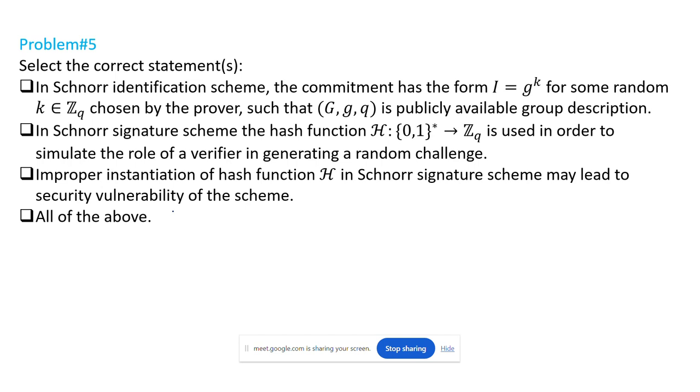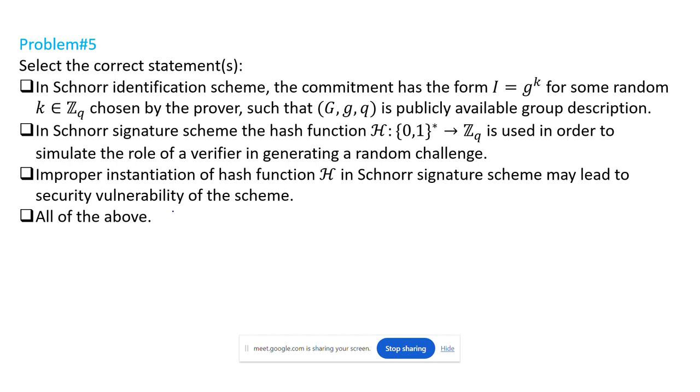Already discussed. The second statement says in the Schnorr signature scheme, the hash function H from {0,1}* to Z_q is used in order to simulate the role of a verifier in generating a random challenge. Is this true? This is true. Just now I was discussing that it simulates the role of a verifier.